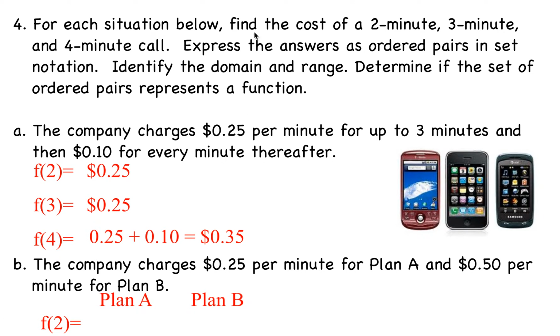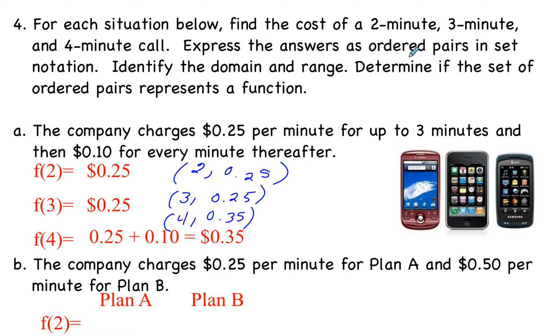Okay? So what would this look like if we were to represent this as ordered pairs? So we would have the ordered pair 2, comma, 0.25. If I can draw straight here, it would be really nice. 3, comma, 0.25 would be an ordered pair. And then 4, comma, 0.35. Okay, so there are our ordered pairs.